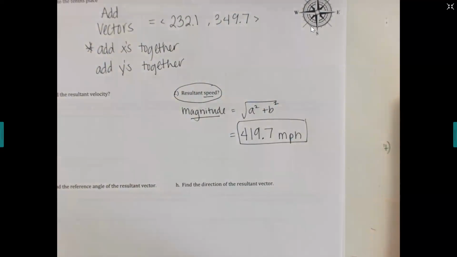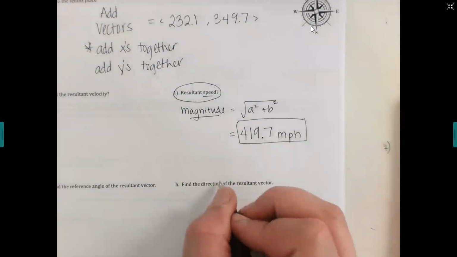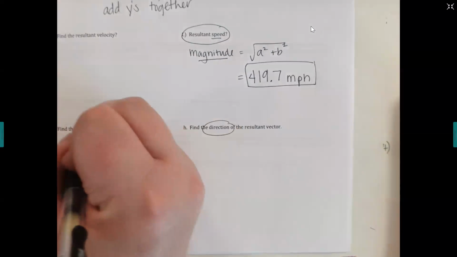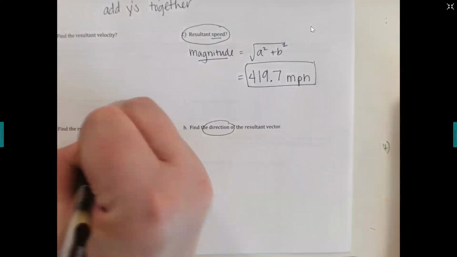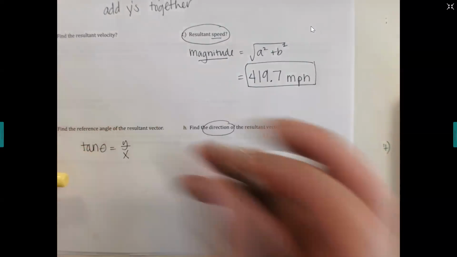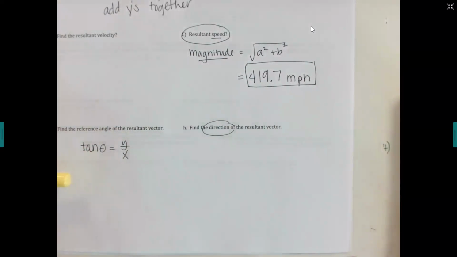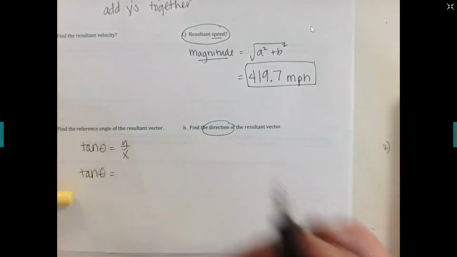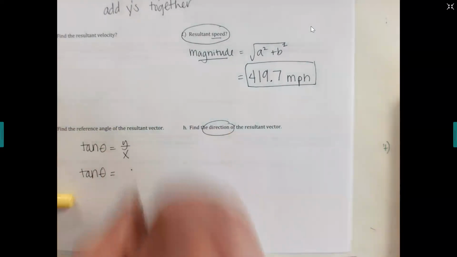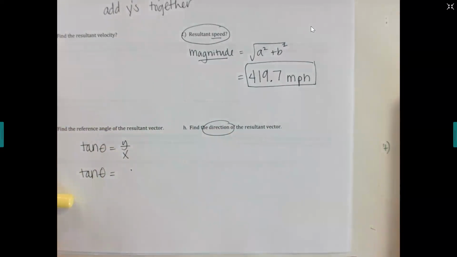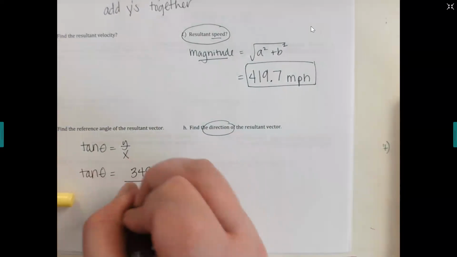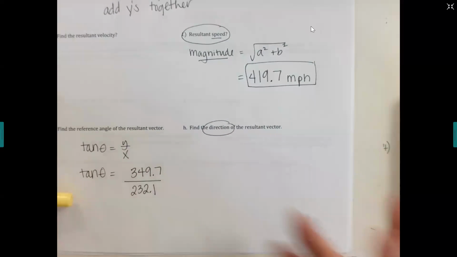Next thing we're going to find is the direction. And the direction we already know how to find too. You're going to do inverse tan. Or we'll do tan theta equals y over x. And then we'll plug in our numbers. What's ry in our vector? Which number? 349. 349 divided by 232. And then how do we cross out the tan?